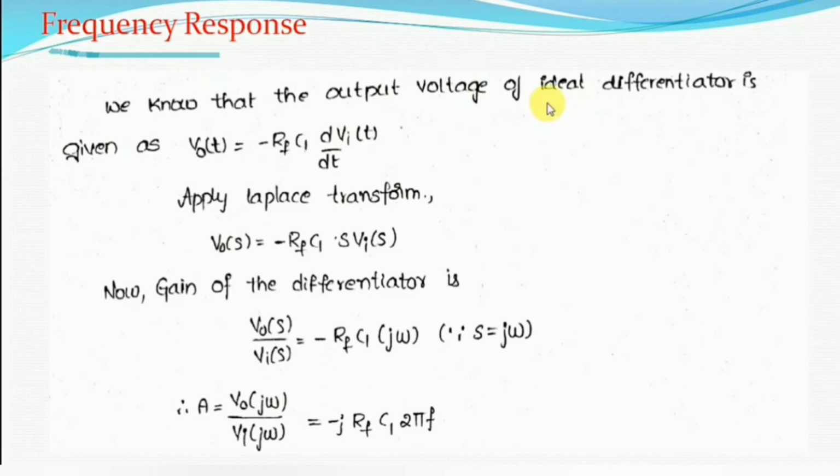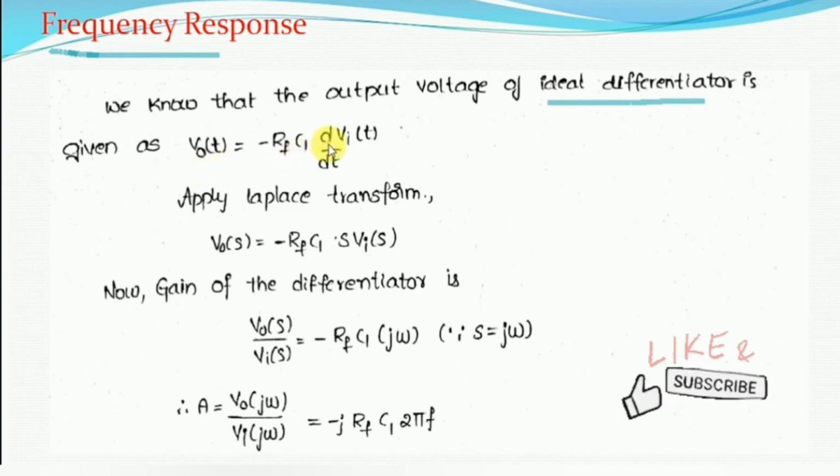For the ideal differentiator, we know that the expression is V naught of t is minus Rf into C1 d by dt of Vi of t. So it is a time domain signal. We have to find out the relation between gain and frequency. So we can easily convert this time domain expression to a frequency domain expression by applying a Laplace transform. If you apply the Laplace transform, this V naught of t can be converted to V naught of s. Next, minus Rf into C1 is constant, so it replaces as it is. And here it is differentiation of input. We know that in the Laplace transform, differentiation of input in time domain is multiplication of s into Vi of s.